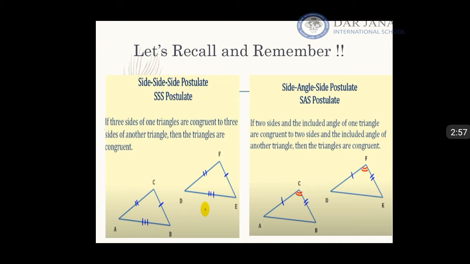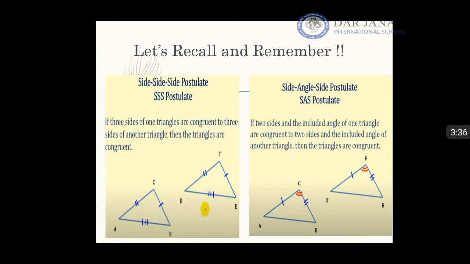Side-angle-side postulate: if two sides and the included angle, the angle in between those two sides, of one triangle are congruent to two sides and the included angle of another triangle, then the triangles are congruent. Also here, triangle ABC is congruent to triangle DEF using the SAS postulate, since I have two sides in the first triangle that are congruent to two sides in the second triangle, and the included angle C, as you can see over here, is congruent to the included angle F in the second triangle. So those are congruent using the SAS postulate.